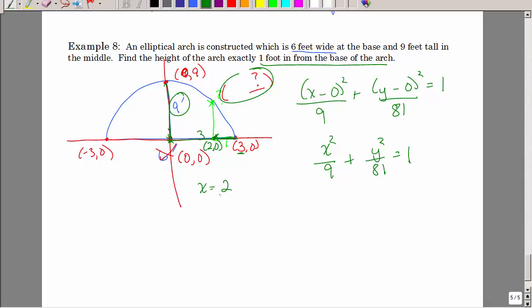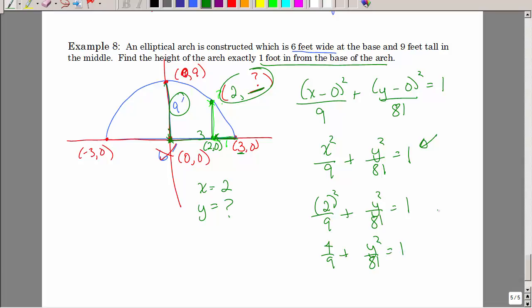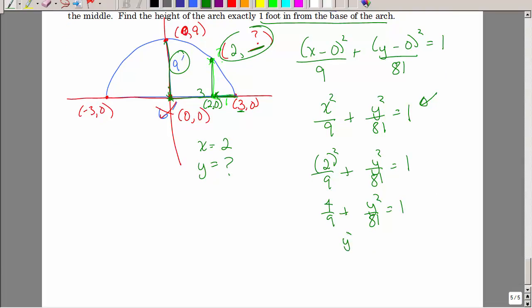so when x is 2, what is y? When x is 2, what is y? If I go out here 2, come up, how far? How can I solve? Using that equation. We're going to fill in 2 for x, leave y as y because that's what I want to solve for. So I'm going to subtract 4/9 from both sides. That's going to leave me 5/9. I'm going to cross multiply just to get rid of those fractions. And then I'm going to divide by 9.